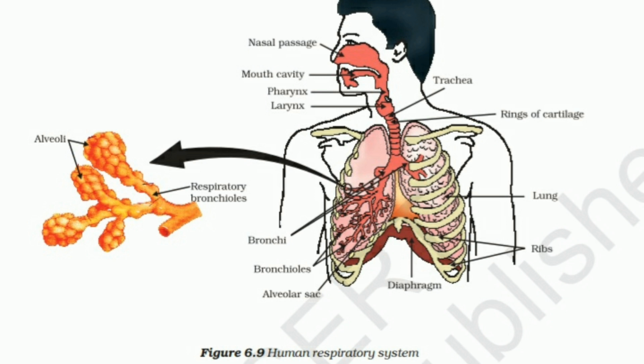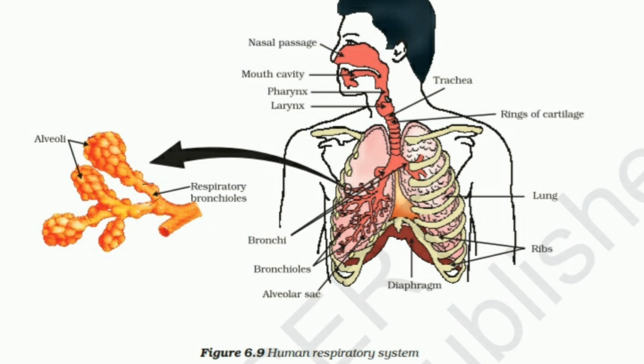The air then diverges into an inverted Y-shaped structure called bronchi and reaches both the lungs. The lungs are protected by the rib cage. The air passes through the bronchi to reach even more branched structures called bronchioles. The air passes through these bronchioles to reach tiny sac-shaped structures called alveoli.